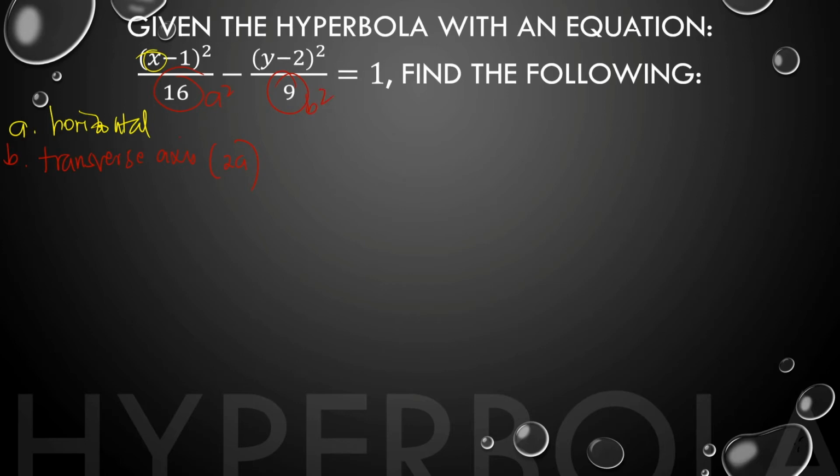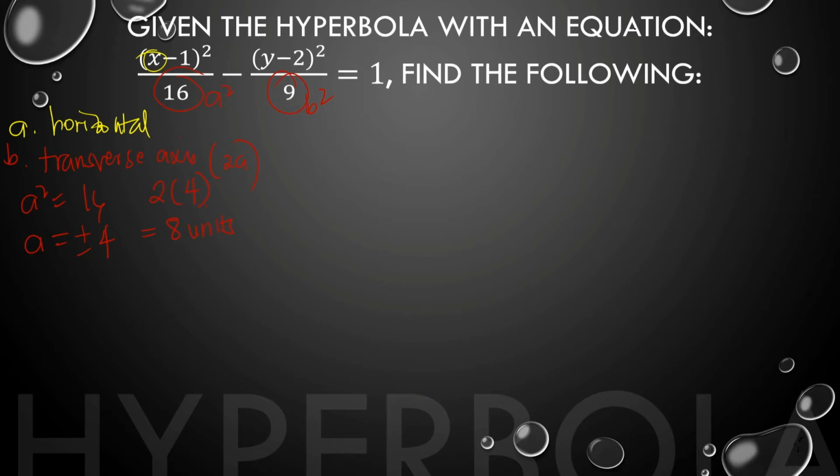So, para mahanap yun, a squared is equal to 16. So, a is equal to square root of 16, naging positive, negative 4. So, para mahanap yung transverse axis, 2 times a which is 4. So, 8 units yung total length ng transverse axis.